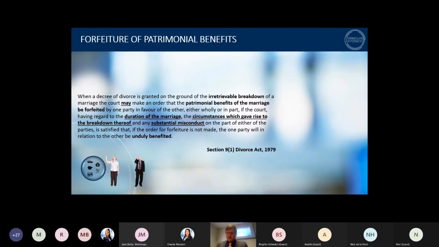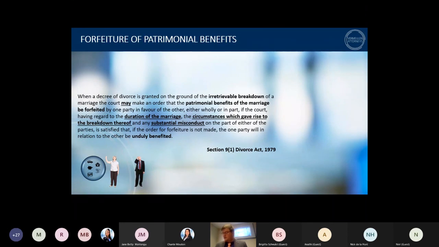When a decree of divorce is granted on the ground of irretrievable breakdown of the marriage, the court may make an order that the patrimonial benefits of the marriage be forfeited by one party in favor of the other, either wholly or in part, if the court, having regard to the duration of the marriage, the circumstances which gave rise to the breakdown thereof, and any substantial misconduct on the part of either of the parties, is satisfied that if the order for forfeiture is not made, the one party will, in relation to the other, be unduly benefited. This forms part of our law.